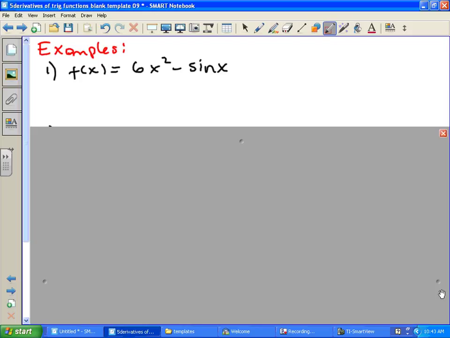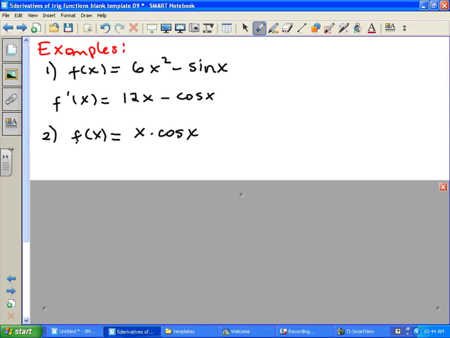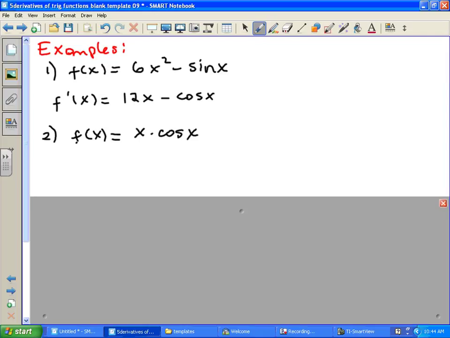Okay, so here we have f prime of x equals. So we're going to go piece by piece. Derivative of the first piece, 12x. Derivative of the second piece, it's cosine, but the minus in the middle has to stay, so it's going to be minus cosine x. Okay, how about this one? x times cosine x. Let's find the derivative of this function.